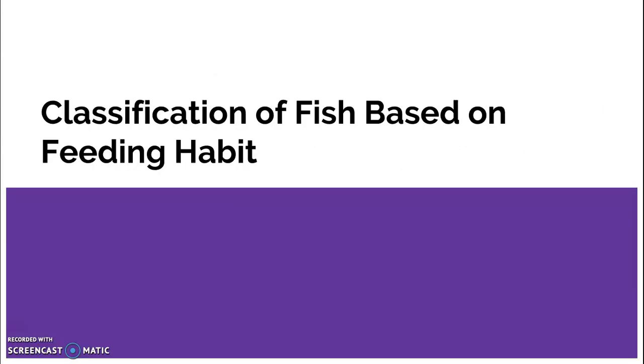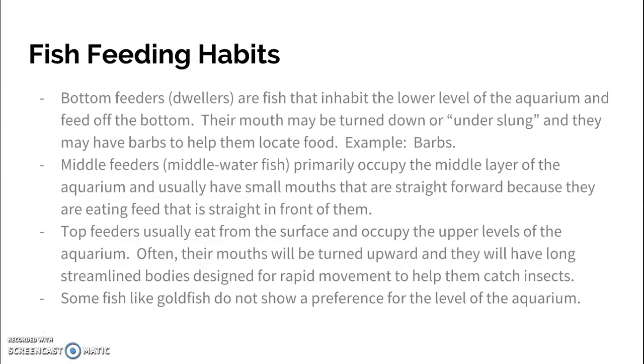So different species of fish actually feed at different levels of the aquarium. So there's three different types. There's bottom feeders, middle feeders, and top feeders. Bottom feeders or bottom dwellers are fish that inhabit the lower level of the aquarium and they feed off the bottom of the aquarium. Their mouth can actually be turned down, or what we call underslung, and they may have barbels to help them locate food. Examples of this would actually be the barb species.